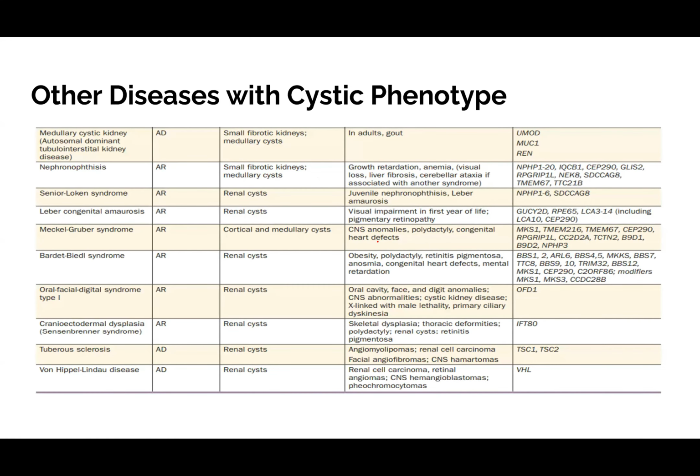Other diseases with cystic phenotype include medullary cystic kidney disease, which is I think autosomal dominant. What I suggest is this table, everyone can read on their own. You circulate the PPT, and this is to differentiate polycystic kidney from other cystic kidney diseases. And that's all you have, I think.